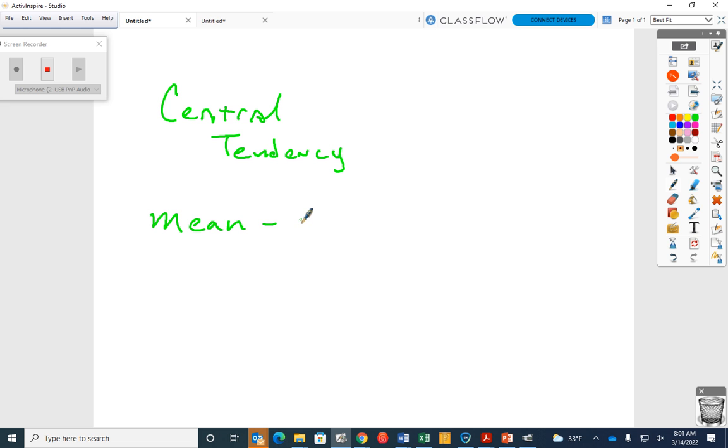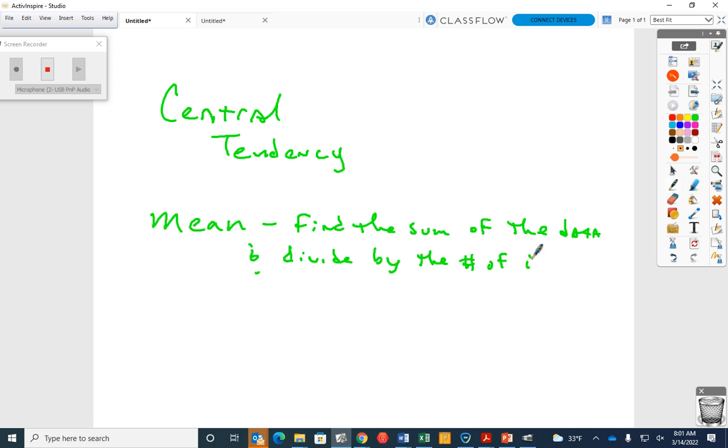You find the sum. What does sum mean? Total of what? Addition. Good. So you find the sum of the data and divide by what? Anybody know? The number of items in the data set. Okay? Easy peasy.